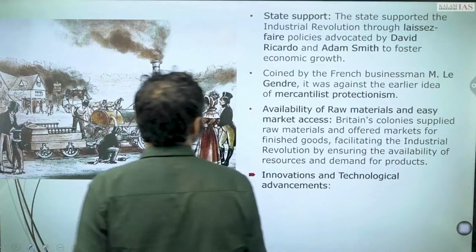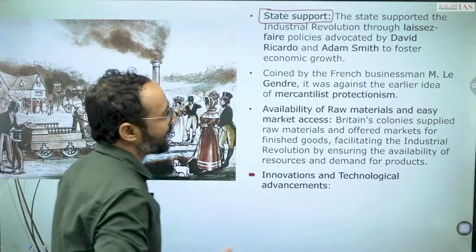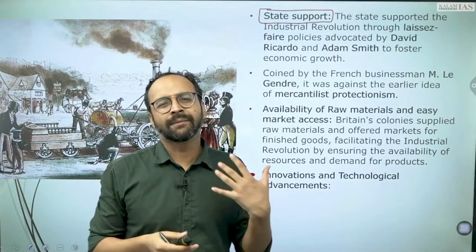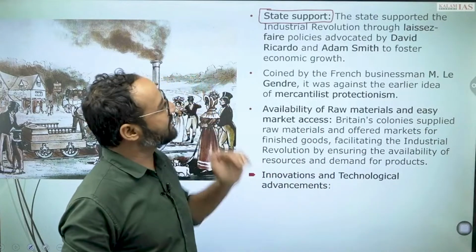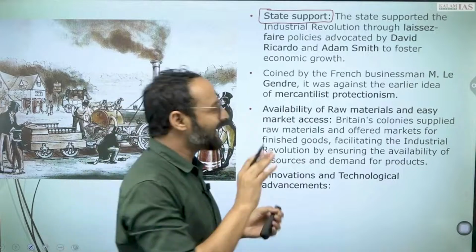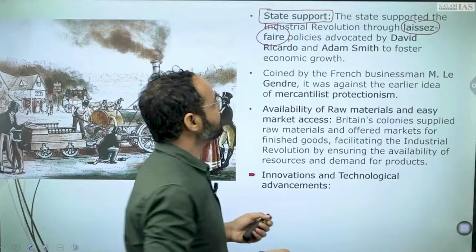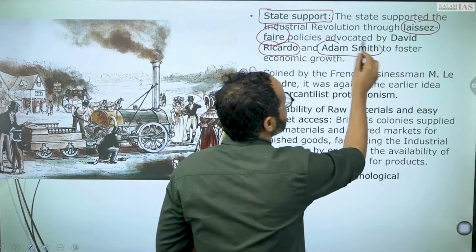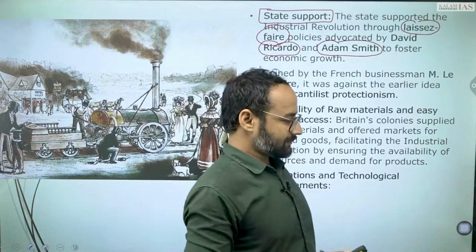Anyway, so state support is also very important. If you want to have foreign direct investment, then we have to have sanction or permission from the state or central government. The state supported the industrial revolution, and here we see a very important term called laissez-faire, which was advocated by Adam Smith, father of modern economics, and Ricardo. You might have heard these things in the NCERTs.